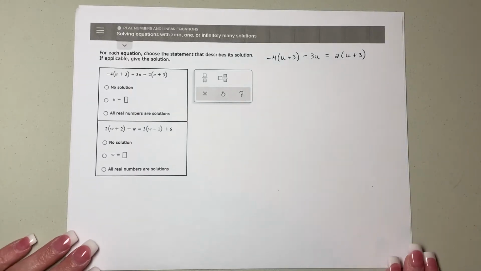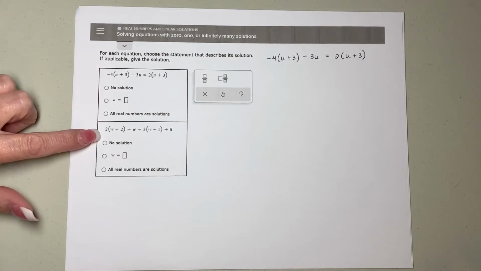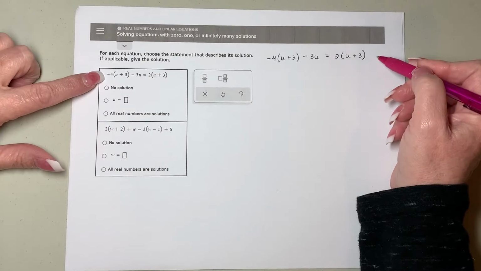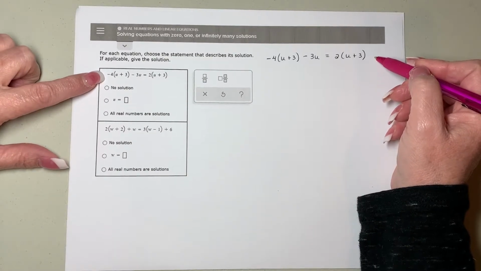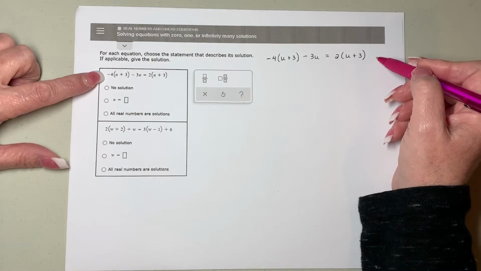Okay, this is from problem set 1, and it's covering solving equations with 0, 1, or infinitely many solutions. And you've got 2 equations to do. I've copied the first equation over here. Whenever you solve an equation, you have to remember that what you do to one side, you can do whatever you want as long as you do it to the other side.